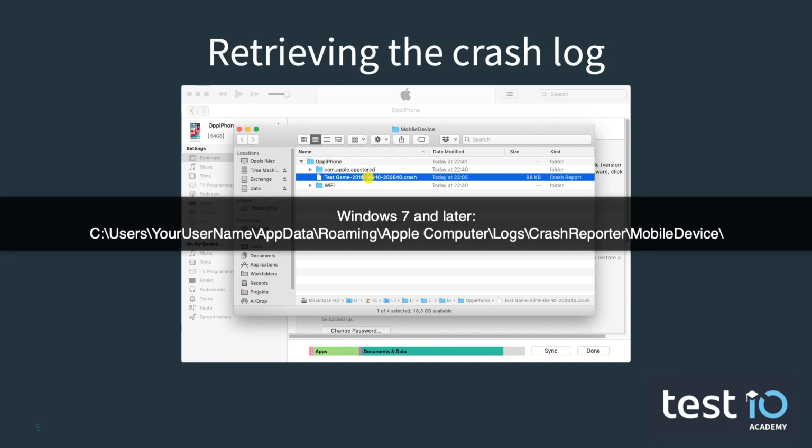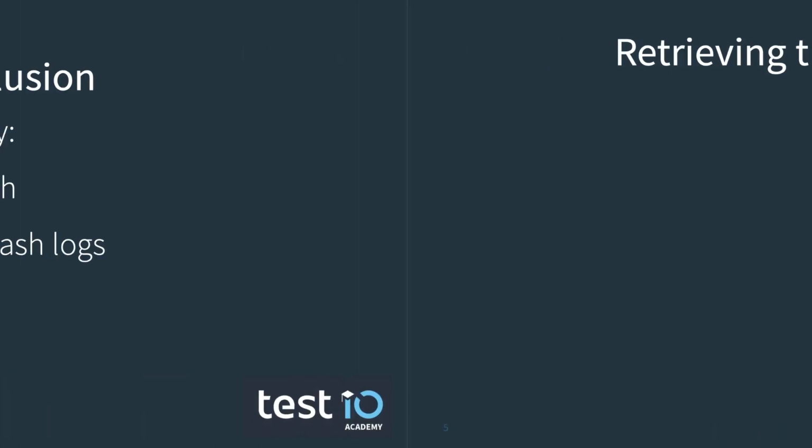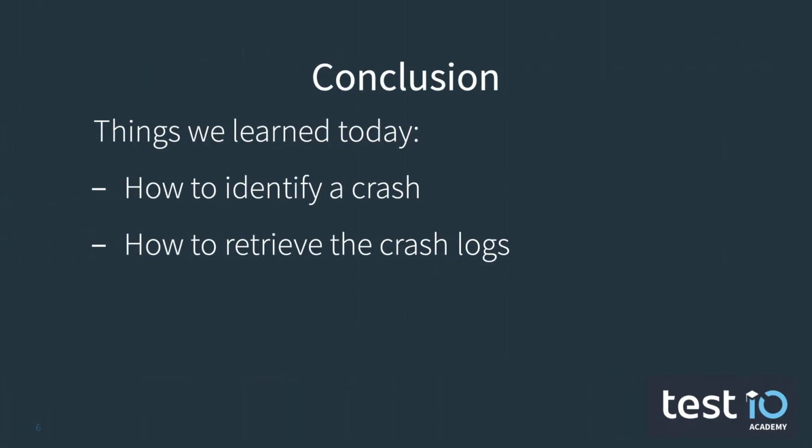When using Windows 7 or later, you will find the crash logs in the following folder: C, Users, your username, AppData, Roaming, Apple Computer, Logs, CrashReporter, MobileDevice. So, we learned today how to identify a crashed application and how to retrieve crash logs.